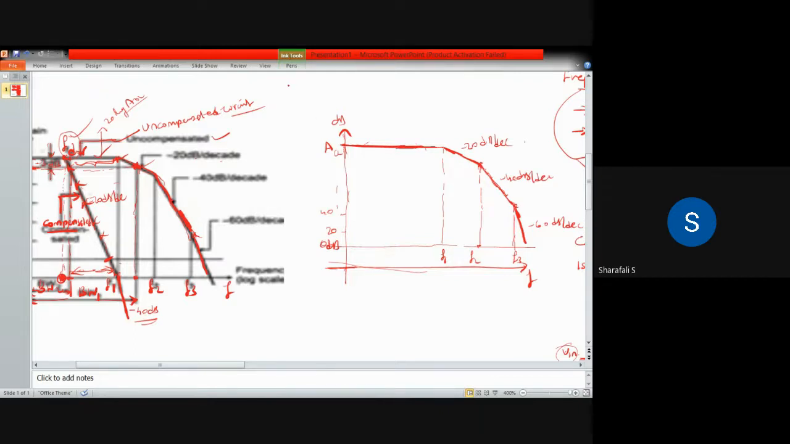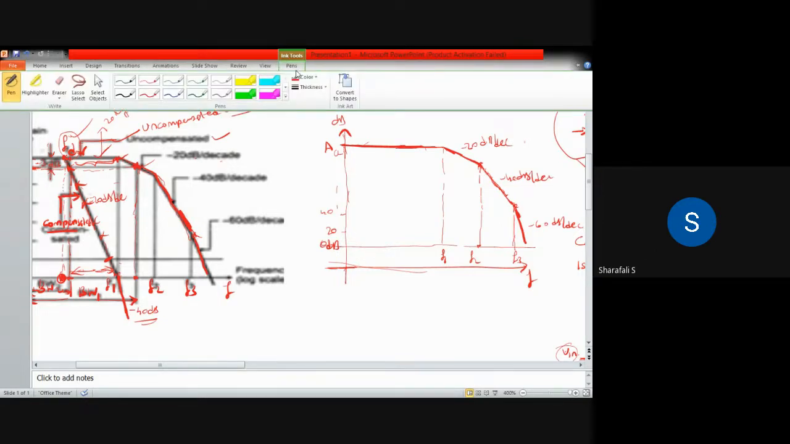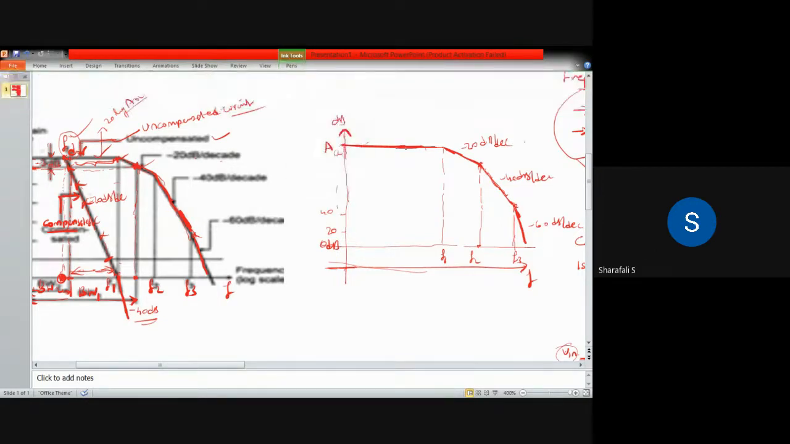Once you introduce the dominant pole compensation, what will happen? Once you introduce it with the proper R and C value, that break frequency has to be less than all the other break frequencies already in that circuit. So it should be less than F1, F2, F3. Somewhere here, let's say, is your FT. With the compensation, your first break frequency happens at this point.